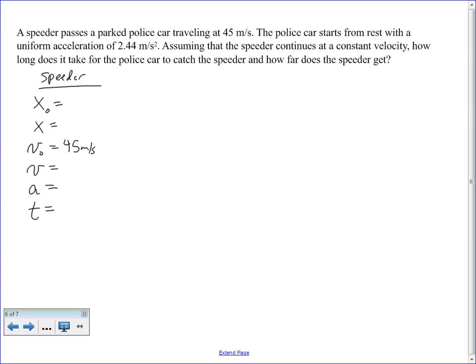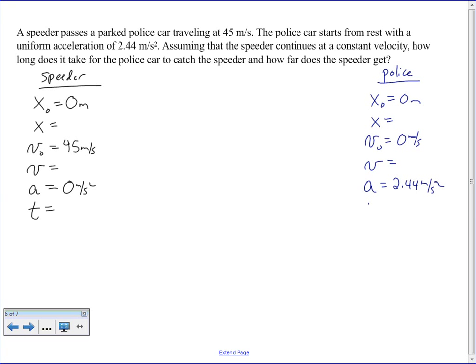So in this, when the speeder passes the police car, we're letting that be the starting position. So we can let that initial position be 0 meters. Because the speeder continues at a constant velocity, he has an acceleration of 0 meters per second squared. If I look at the police car, he's also starting at a position of 0 meters. He's starting from rest, so he has an initial velocity of 0 meters per second. And he has an acceleration of 2.44 meters per second squared.